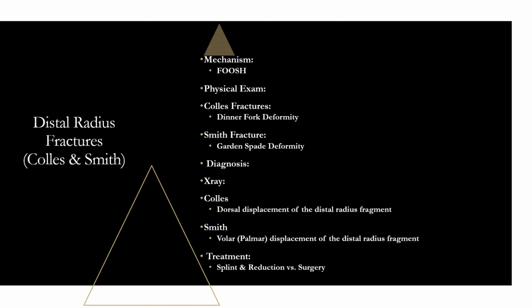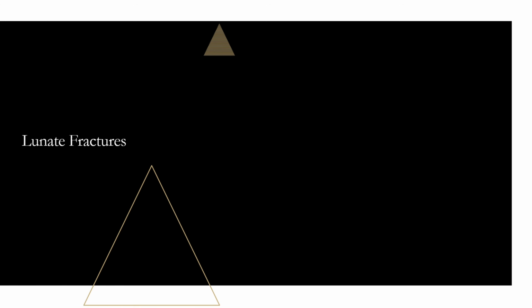So as far as treatment, it's going to be splint reduction versus surgery. Some fractures can be treated with a closed reduction and a sugar tongue splint. Other fractures, depending on severity, may require surgical repair. So let's talk about our lunate fractures next.